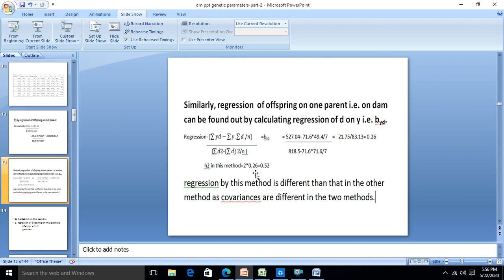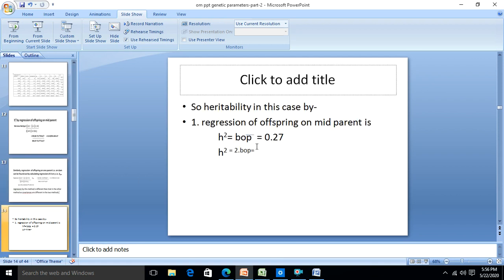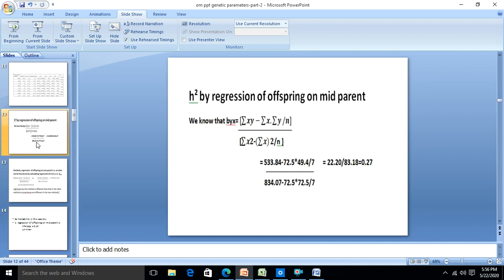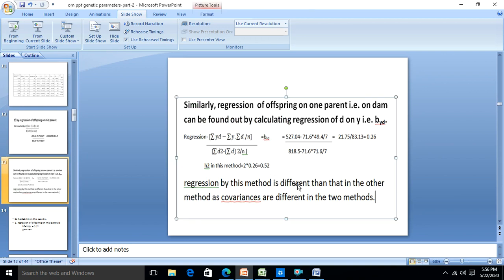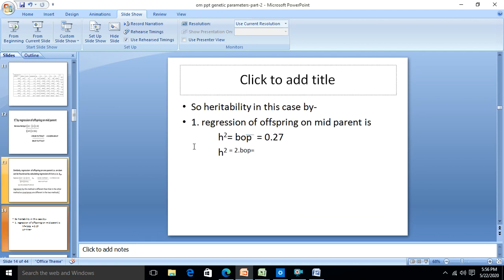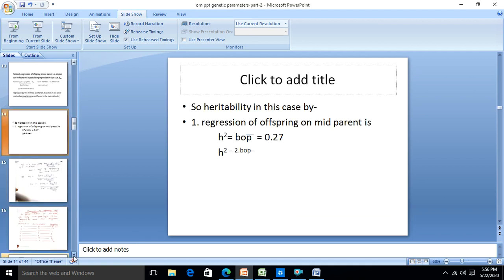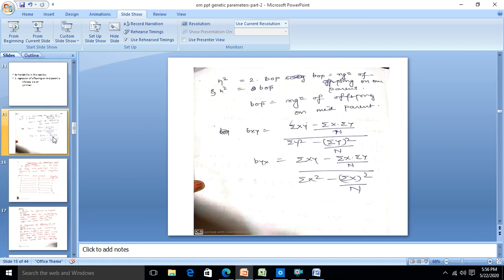In case of regression of offspring on mid parent, heritability is equal to the regression of offspring on mid parent value, and heritability is twice the regression of offspring on one parent. So by this method, if you calculate, heritability will be equal to 0.252. Regression by this method is different from that of the other method, as the covariances are different in the two methods. So we have already got the heritability by mid parent value and by one parent value.